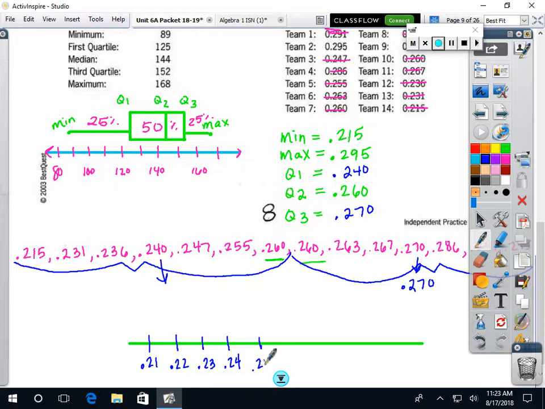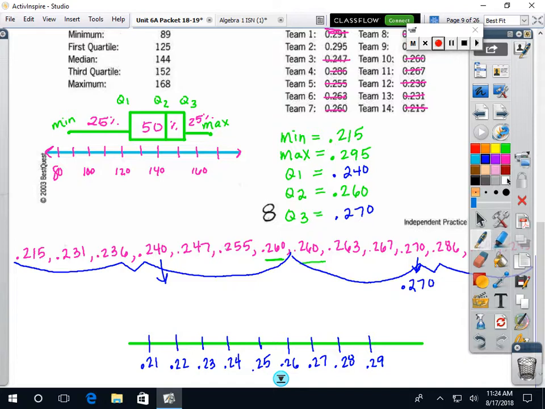0.25. I mean, if you wanted to, you could have written out a 0 on the end, like 210, 220, 230, but I just went ahead and shortened them. And then 0.26, 0.27, 0.28, and then 0.29. Okay? So my scale went from 0.21 to 0.29.